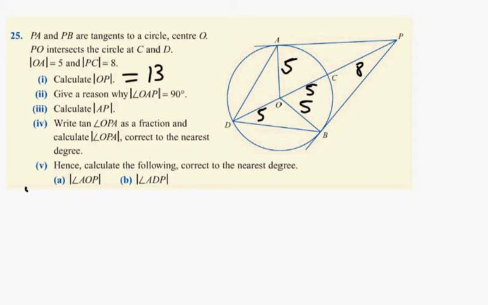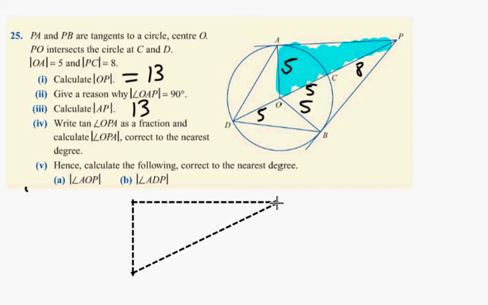calculate A to P. We already calculated that as 13. Write tan OPA as a fraction and evaluate what OPA is. Which triangle does OPA belong to? Will it not belong to the triangle OPA? It's an easy question. If you have an angle, it generally belongs to the triangle that all the letters belong to. What type of triangle is OPA? Right angle. So O to P to A is a right angle triangle.